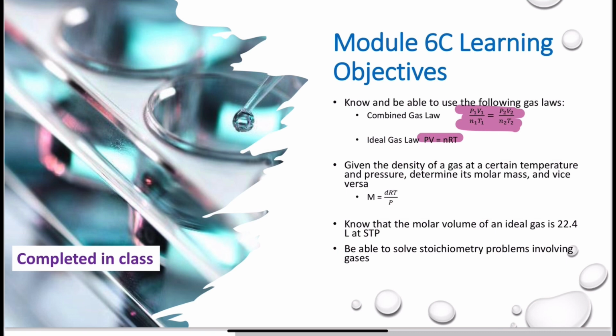And then also another equation we can derive, we can figure out the molar mass of a species from its density, or we can find density if given molar mass. We should know that the molar volume of an ideal gas is 22.4 liters at STP, but again, we can also derive that mathematically and be able to solve stoichiometry problems involving gases.